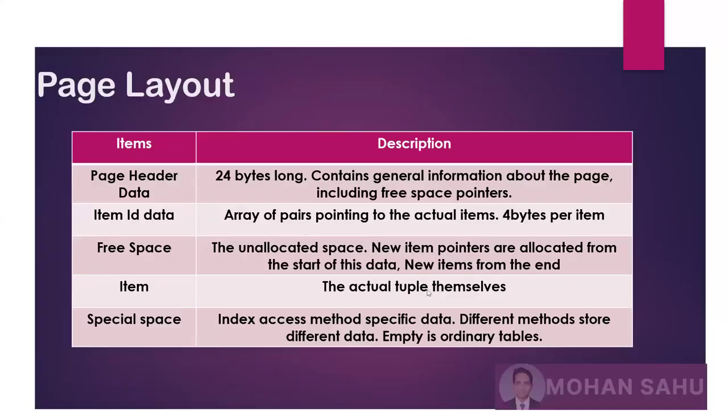Item is the actual tuples themselves. Special space is for index access methods, specific data, and different methods store different data. Empty is for an ordinary table. So if there is no index, then in that case this special space will be empty. So this is what is written here.